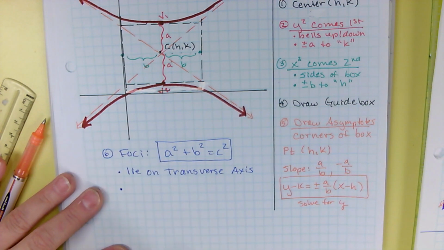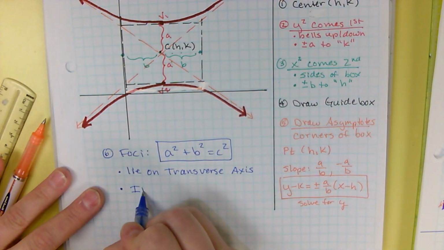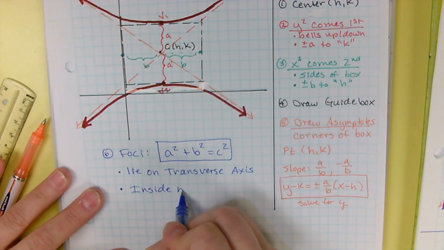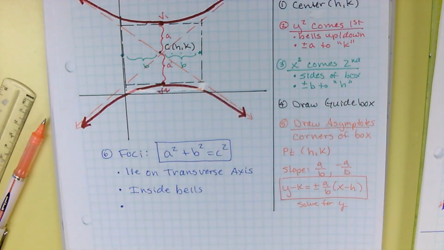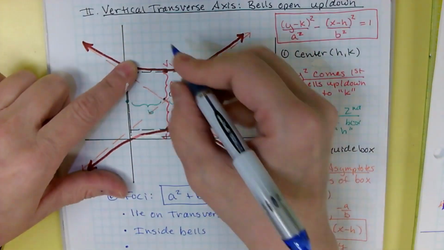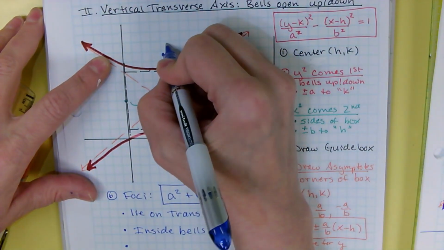They're along with the vertices. So they should be inside the bells, inside the curve part of the bell. And because you pass beyond the vertex, if we put our focus right here, let's call that F sub 1.